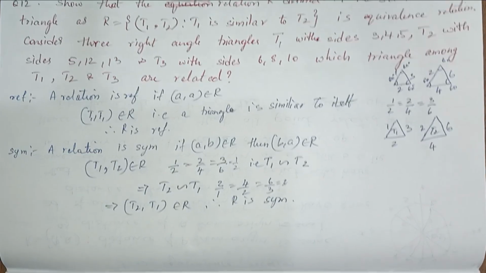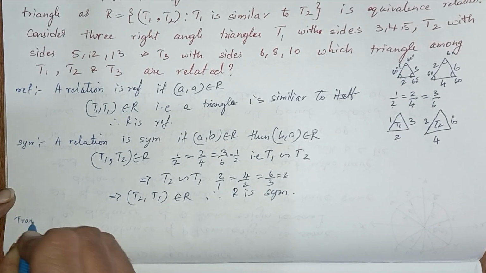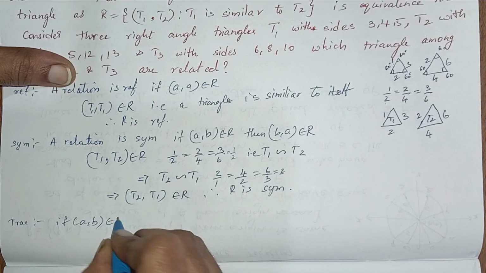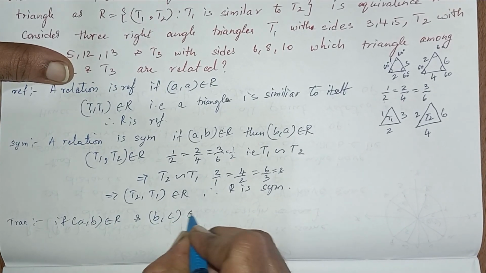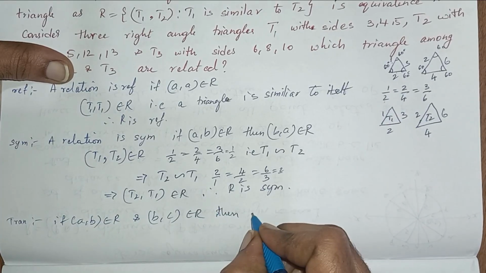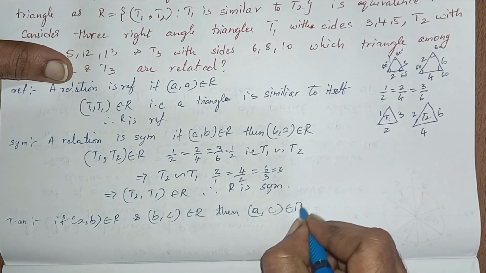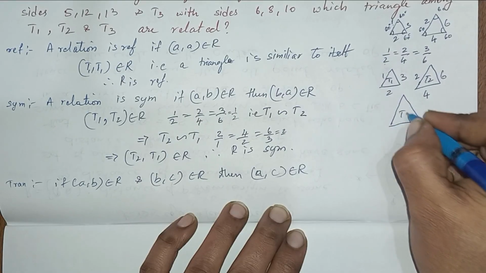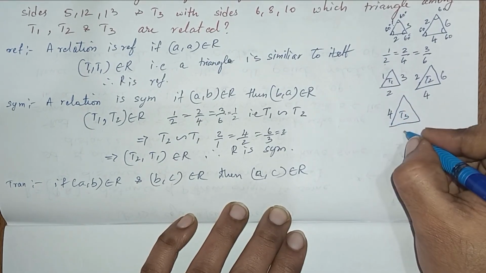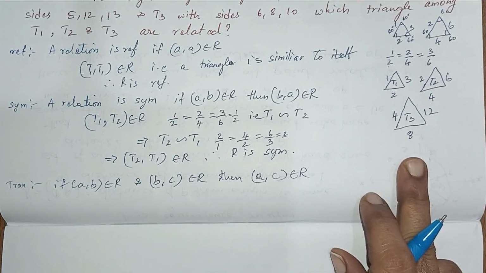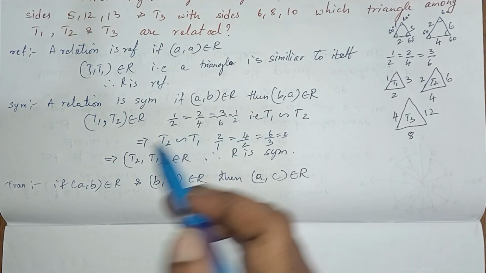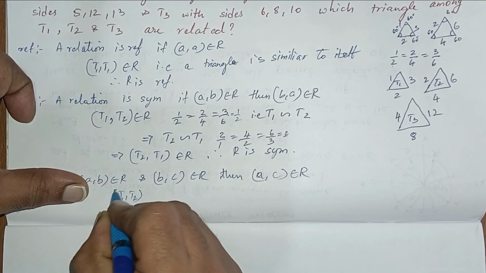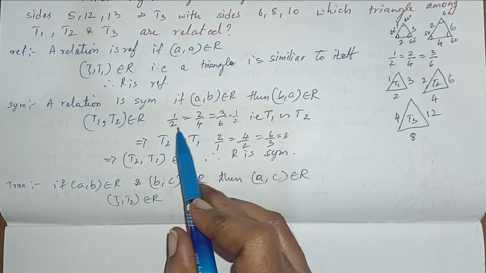Okay, next we have to check for transitivity. A relation is transitive if A comma B belongs to R and B comma C belongs to R, then A comma C should also belong to R. So if we take one more triangle, that is T3, which will have sides 4, 8 and 12, then we have already seen that T1 comma T2 belongs to R, that is, they are similar.